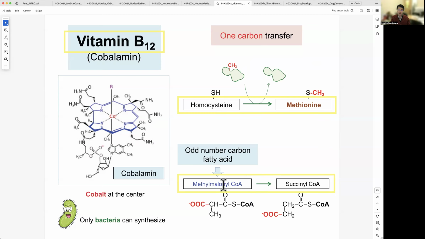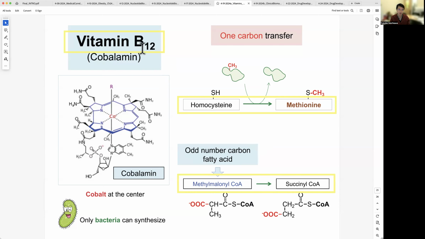Second, methylmalonyl-CoA is changed into succinyl-CoA. In various biochemical processes, our body creates methylmalonyl-CoA, and you don't want to accumulate too much of it. But this enzyme will change it into succinyl-CoA, and that enzyme depends on B12. So if you don't have B12, this reaction is going to stop, and you're going to accumulate methylmalonyl-CoA.